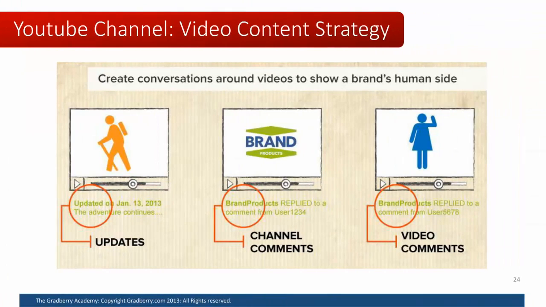Also, you want to create conversations around videos to show a brand's human side. So how do you do so? Firstly, you can have updates, so you can continue adding updates to your videos through your channel. Then you also have channel comments. So brand products replied to a comment from user 1234. So you want to make sure that you're replying to comments that you're getting on YouTube. And then, of course, you want to enable video comments as well.